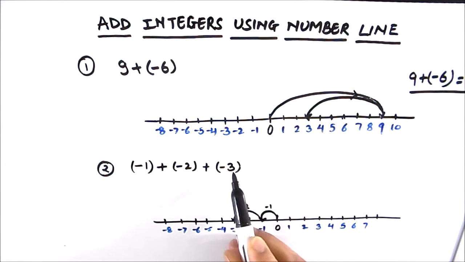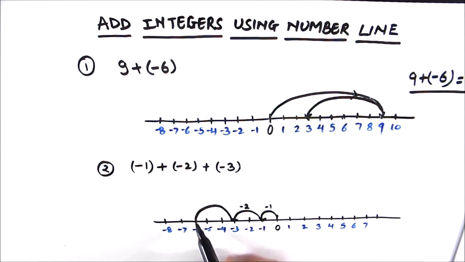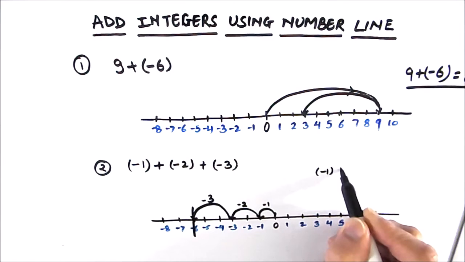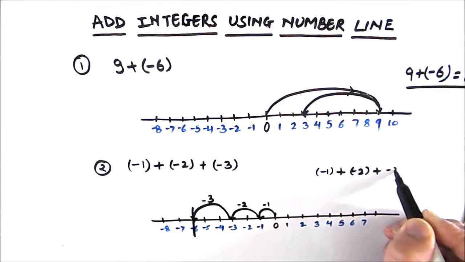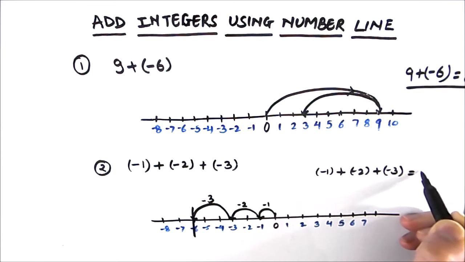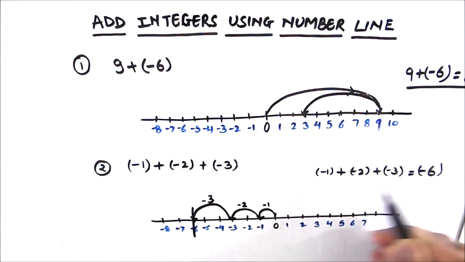Now we have to add a negative 3 to this number. We'll move 3 steps on the same side to add negative 3. That's negative 1, negative 2, negative 3. Here we are going to stop. The number where we stopped is our final answer. So that's going to be negative 6. So negative 1 plus negative 2 plus negative 3 is negative 6.